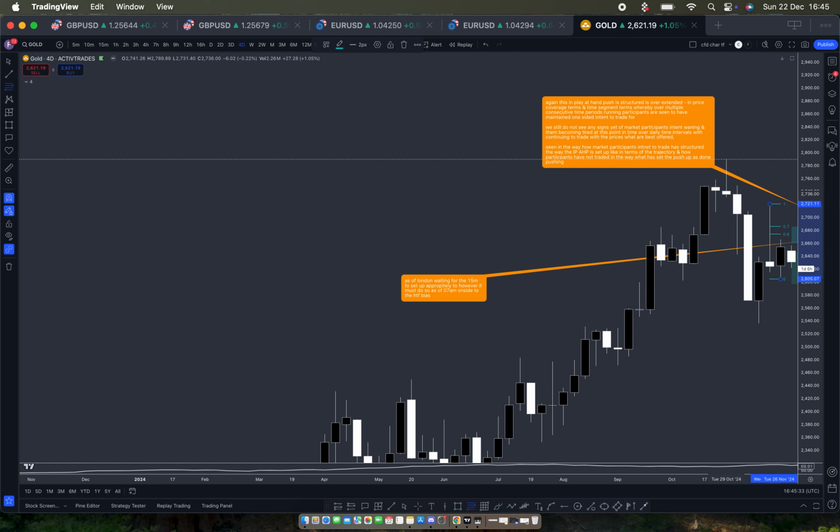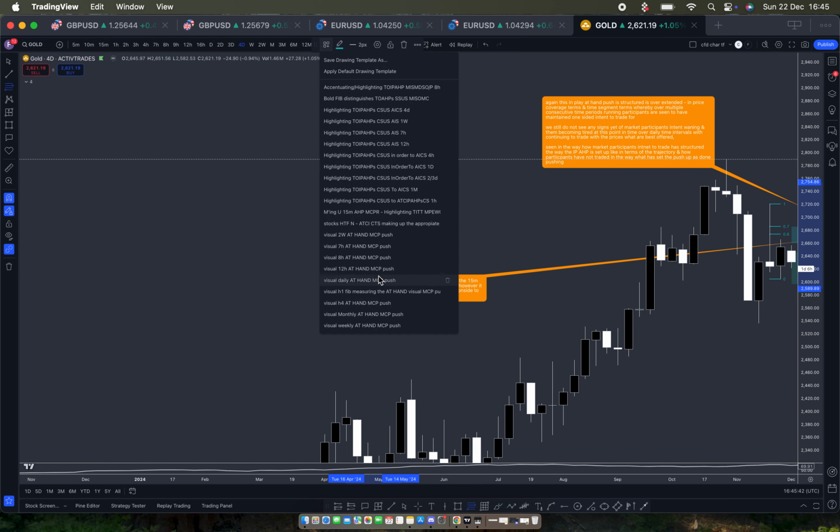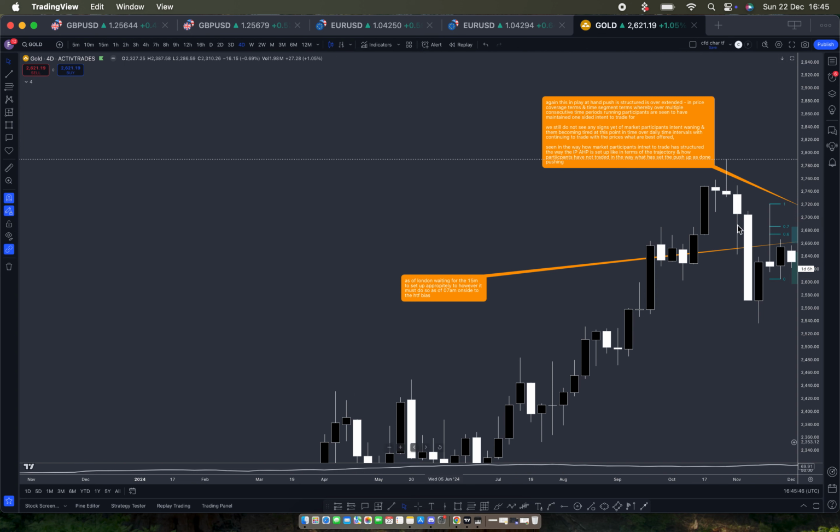That looks like such BS, but I've done it multiple times where I just visualize it. That's what my fibs are called, the visual, because that's what these at-hand pushes started off being. They just started being visual legs that I started to discern, and then I gradually systematized them more.